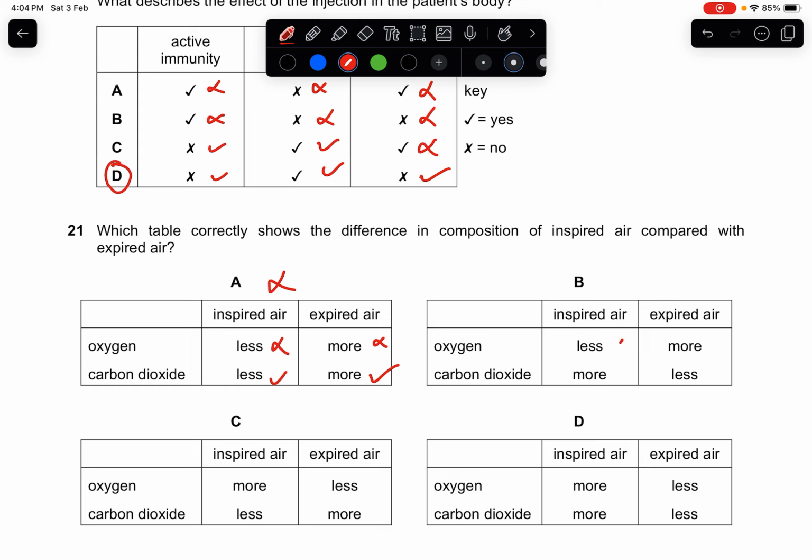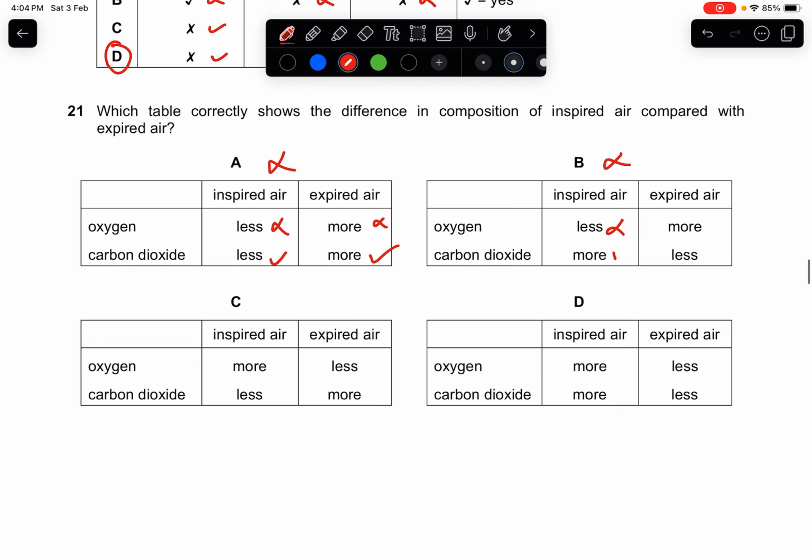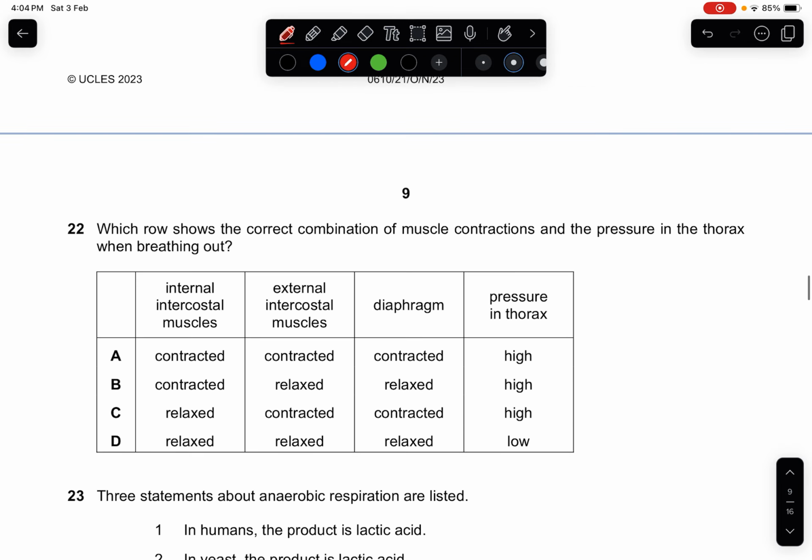Inspired air, there's less oxygen, so I think this is pretty much wrong already if you see. So cross out this also. C, there is more oxygen, less carbon dioxide, less oxygen, and more carbon dioxide. We might have found our answer, C. But look at D. There is more inspired air, but more carbon dioxide? No. So this is out already. So the answer is C.